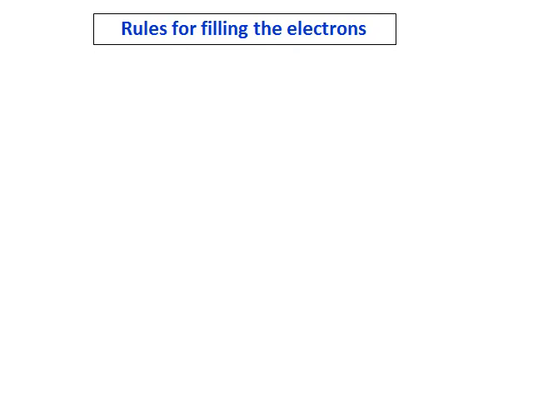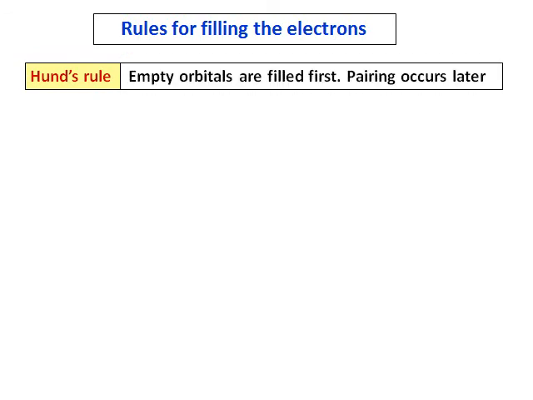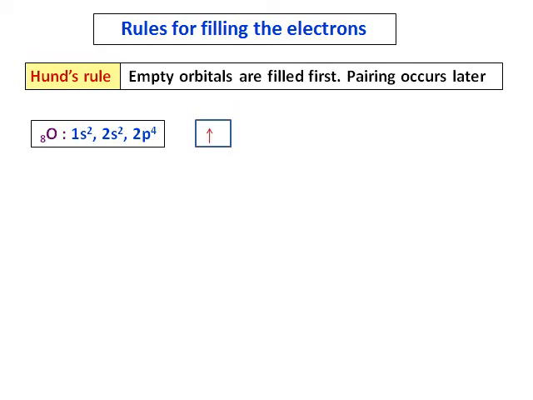We have two more rules for filling in the electrons, and the second one is Hund's rule. According to this, empty orbitals are filled first, pairing occurs later. For example, in case of oxygen, we have 1s2, 2s2, 2p4 as the electronic configuration. So in the 1s level, first the 2 electrons go in, and then in 2s, again we have 2 electrons with the opposite spin occupy the 2s level. There is no problem with this.